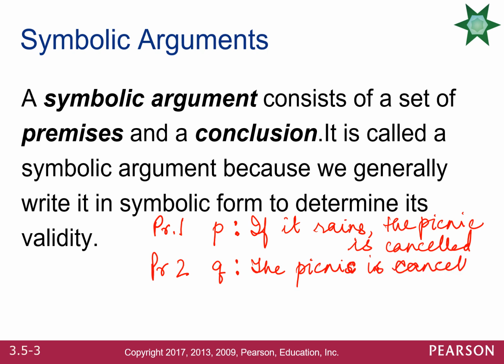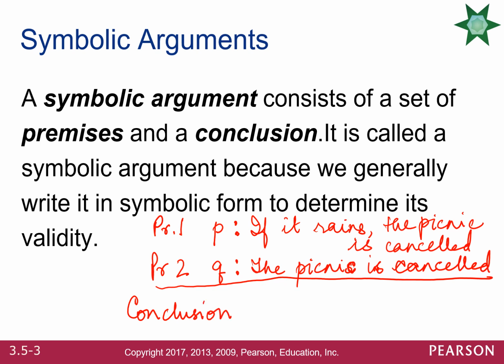Now, given these two premises, we can come to what's called a conclusion. A conclusion is denoted by the therefore symbol, which is three dots in a triangular form. So the conclusion could be that it rained. That's the conclusion. Now, everything together forms an argument.